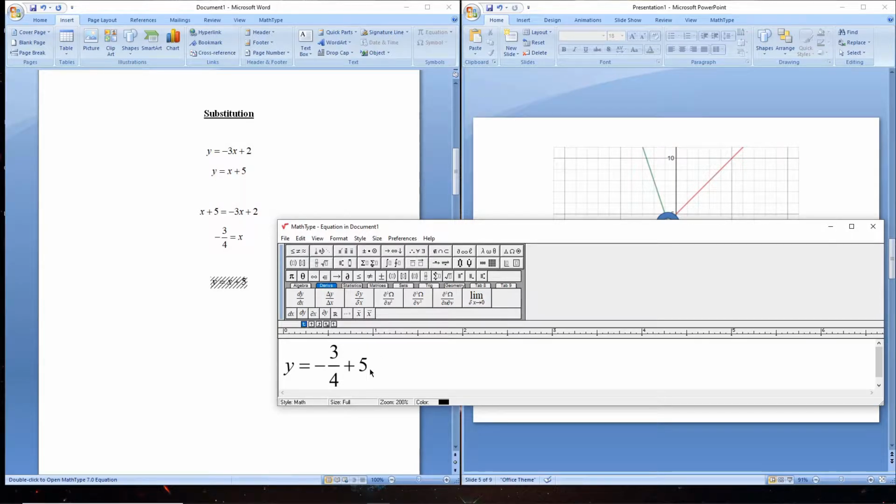And we'll need to get a common denominator here of 4 to solve this. So 4 times 5 is 20. This will be 20 over 4. And now we can add that together to get our final answer of 17/4.